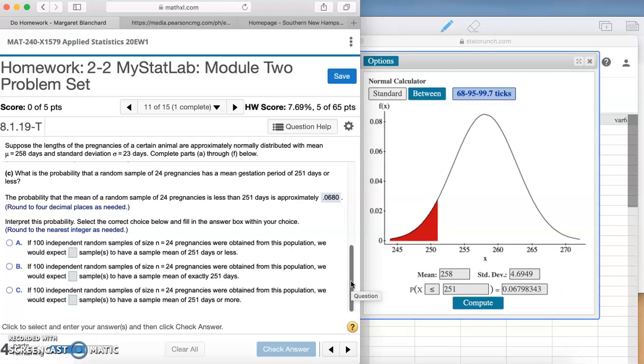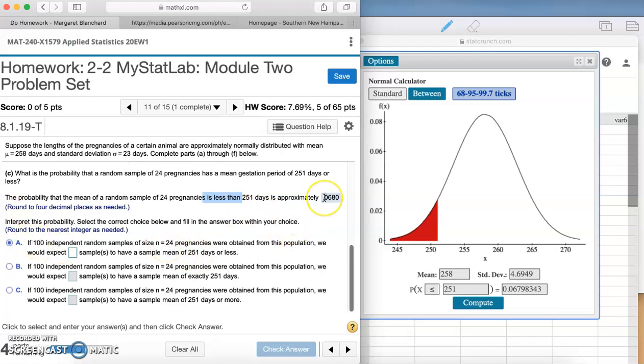All right, interpret this probability. Select the correct choice below and fill in the answer box with your choice. If 100 independent random samples of size n equals 24 were obtained from this population, we would expect blank samples to have a sample mean of 251 days or less. Now, we already know that's our option because we found here that they were less than 251 days, so we know 251 or less. We know it's not exactly 251, and we know it's not 251 or more, so we know we're looking here.